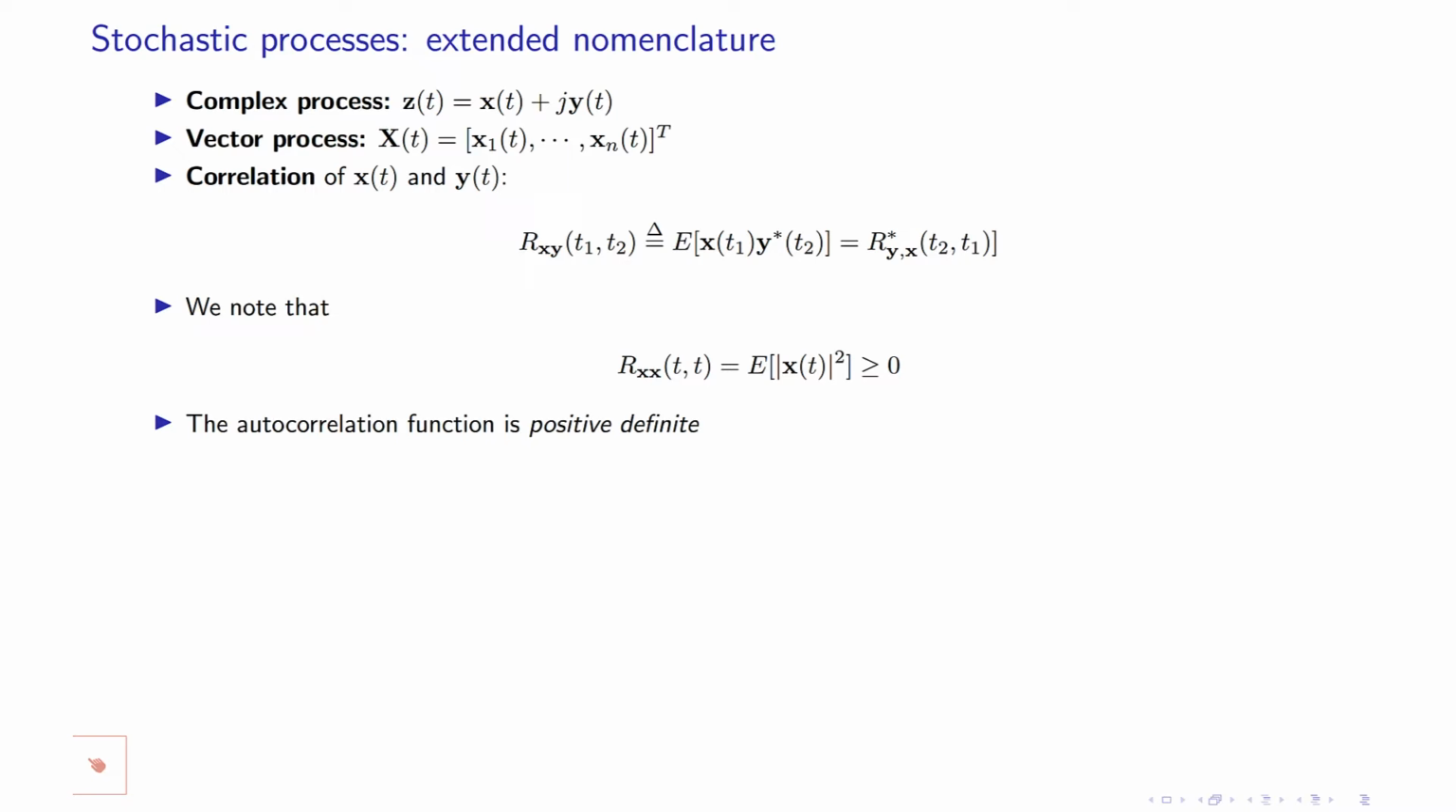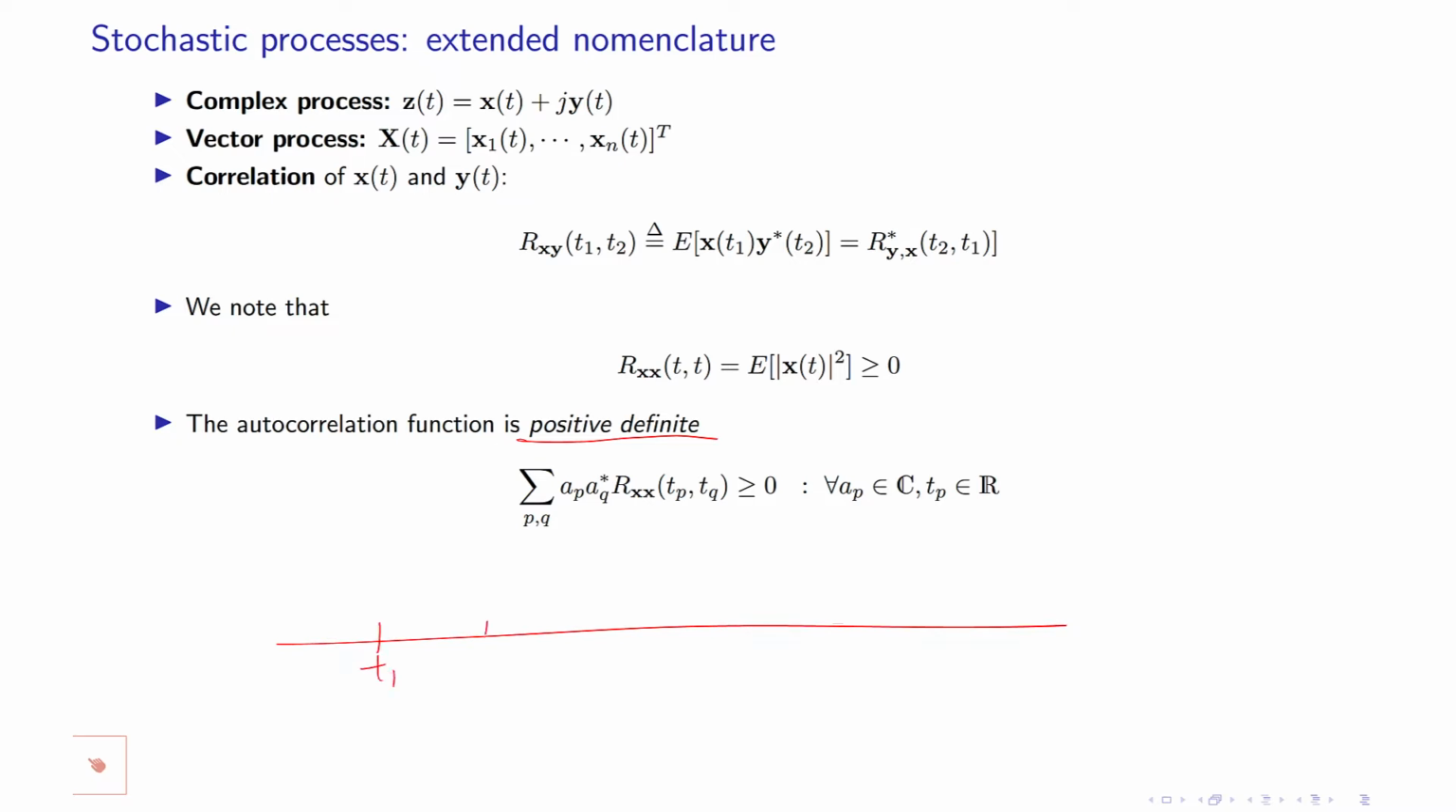The autocorrelation function is a positive definite function if you have any complex random process. Positive definite means that for any arbitrary n, if you take any number of samples, let's say t1, t2, t3, they don't need to be in order, up to tn, for all n and for all times tp, and then you choose arbitrary complex numbers ap, then this quantity is not only a real number, but also non-negative.